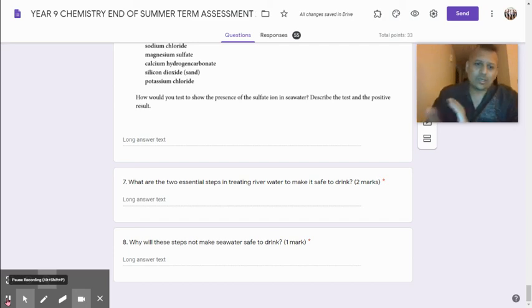And finally, why will these steps not make seawater safe to drink? A healthy proportion of students were able to identify the reason: it still has the salt inside. It's still unsafe to drink because of the dissolved substances that are still remaining inside the seawater, the salt namely, because it would just not be safe for us to drink that way.